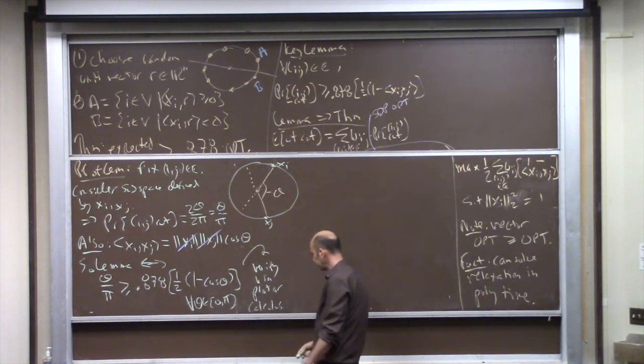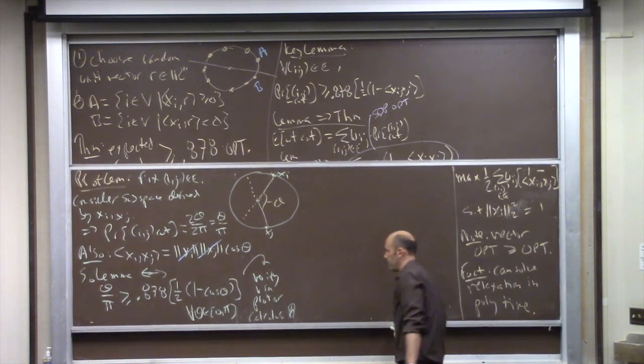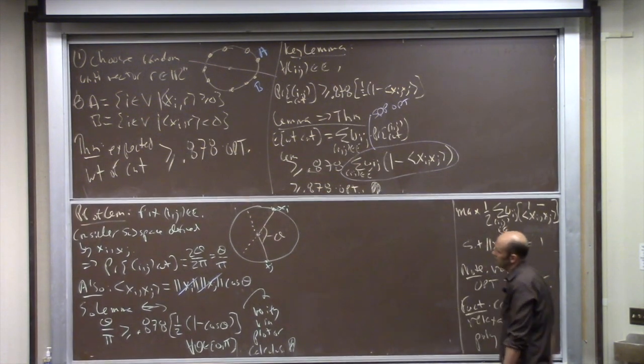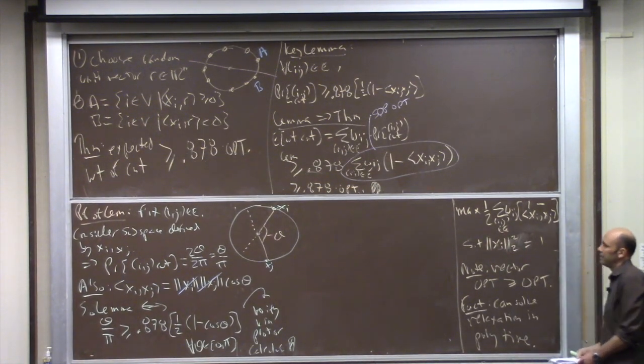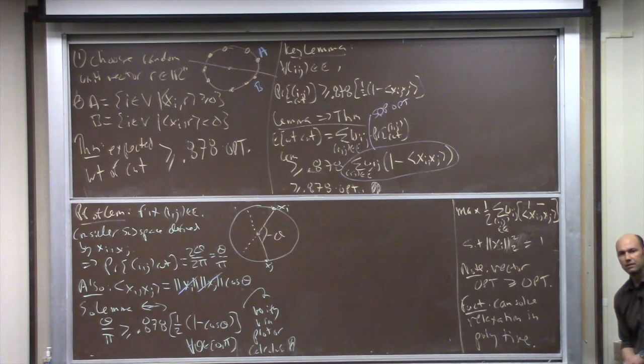And so that completes the proof of the lemma, and therefore the theorem, and therefore the fact that randomized hyperplane rounding is a 0.878 approximation for max cut.